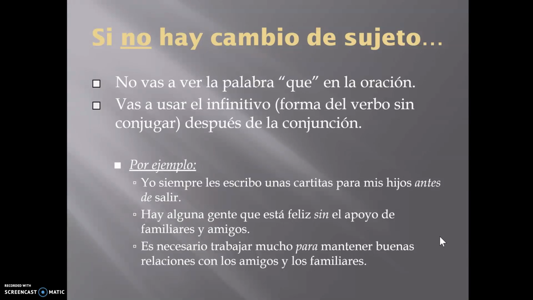Now, there are certain situations in which you'll see these adverbial conjunctions, conjunciones adverbiales, and you will not use the subjunctive in the second clause. The simplest way to recognize situations in which you're not going to use the subjunctive is that no vas a ver la palabra que en la oración. You're not going to see the word que in the sentence. And if you see an adverbial conjunction without the word que, vas a usar el infinitivo, which is the unconjugated form of the verb, the one that ends with ar, er, or ir, después de la conjunción, after the conjunction.